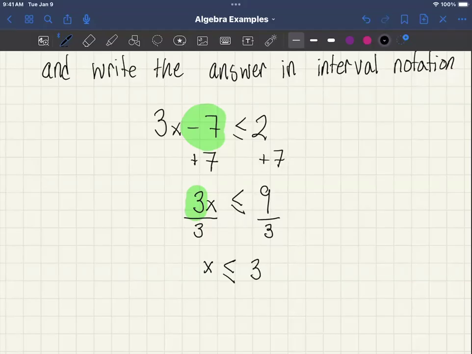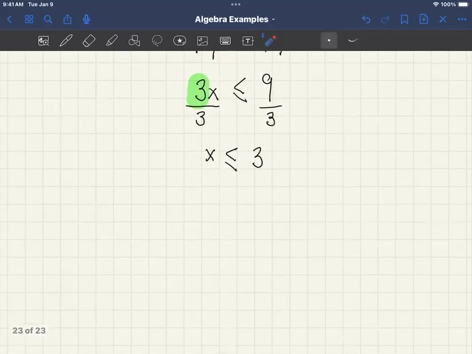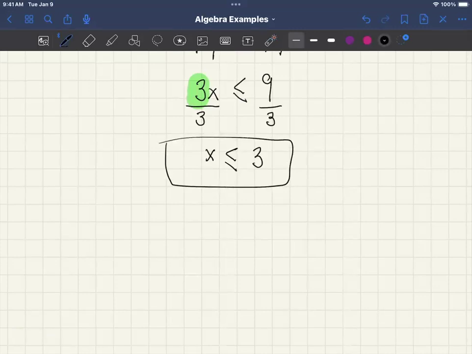You'll notice I didn't change the sign in the middle at all throughout any of this. When you're adding or subtracting, you leave the sign alone. When you're multiplying or dividing by a positive number, you also leave the sign alone. The time that you have to flip the sign is when negative values are multiplied or divided. So we'll do another problem like that in the future where we have to think about that. So now we're at the point where we have our solution. We have x is less than or equal to 3. And the next step is to put this in interval notation.